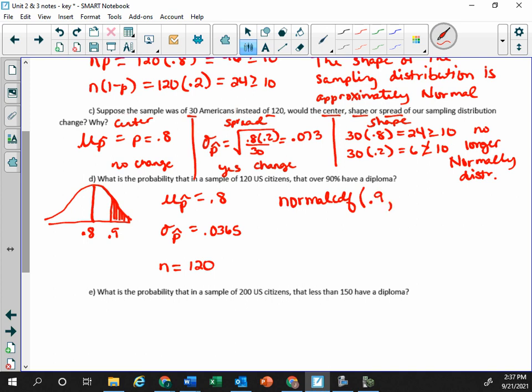Now, your next number, normally we would say to infinity, right? I think it'll still work for you if you put that in. But since this is a proportion, what's the highest it can go? 1, right? So you could just say to 1. And then mu of p hat, so 0.8, and label it for me, mu of p hat. And then sigma of p hat, the 0.0365.